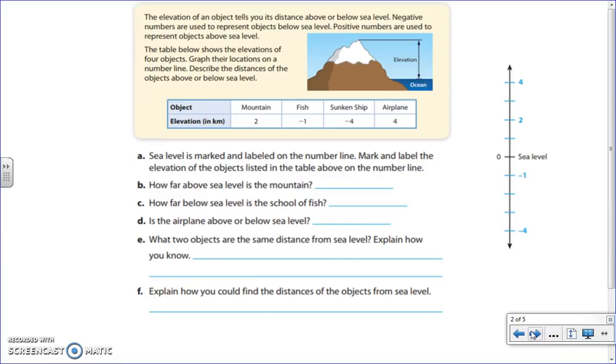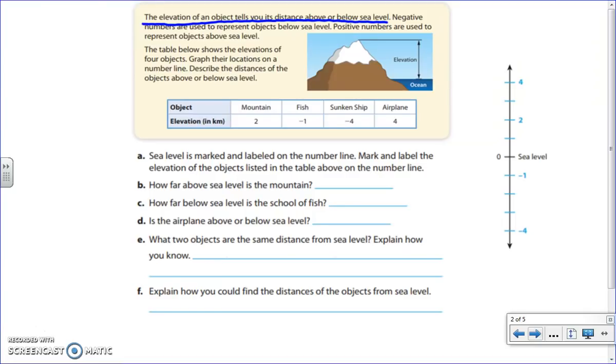Let's look at the situation that we have here. It says the elevation of an object tells you its distance above or below sea level. So I want you to underline that, and I want you to think about that because a lot of students don't understand what elevation is. That just says how far above or below sea level it is.